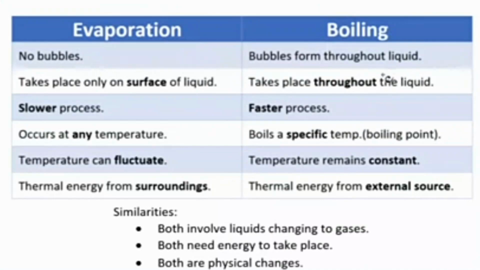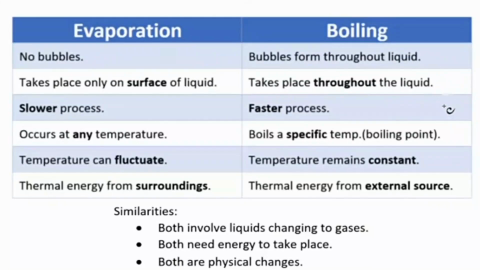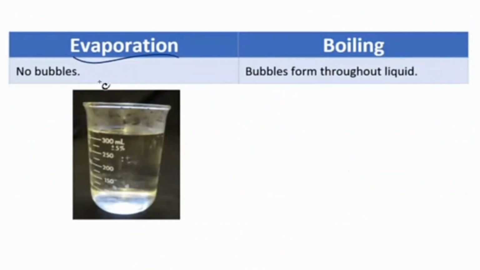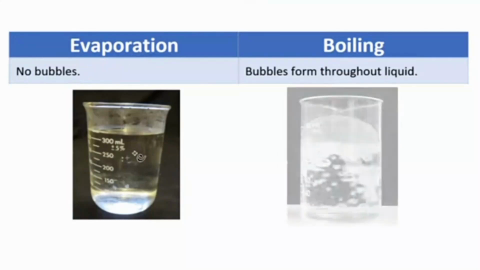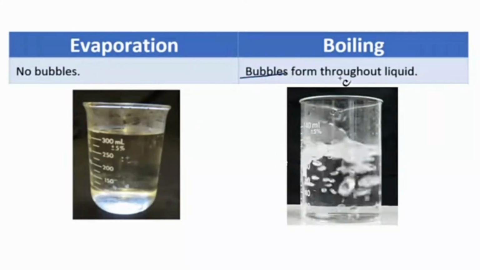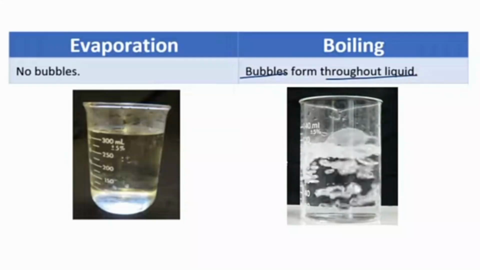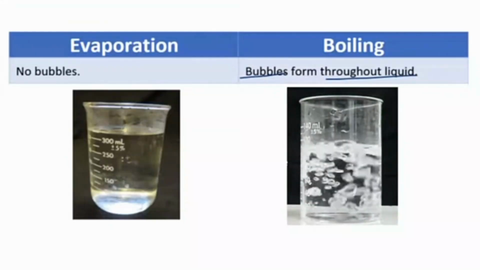So in this video, we'll look at the differences between evaporation and boiling, and then we'll look at a few of the similarities. So let's start off with the kind of obvious. For evaporation, there aren't bubbles. So we just have a beaker of water here. It's evaporating, but we really don't see much happening. There aren't any bubbles. For boiling, though, there are bubbles, and they form throughout the liquid. So we have bubbles forming in the bottom, the sides, and near the top.